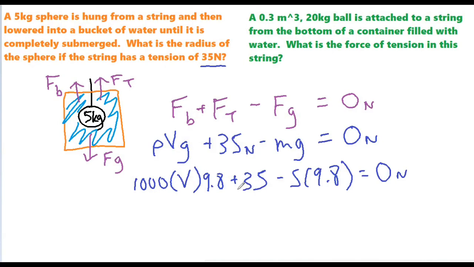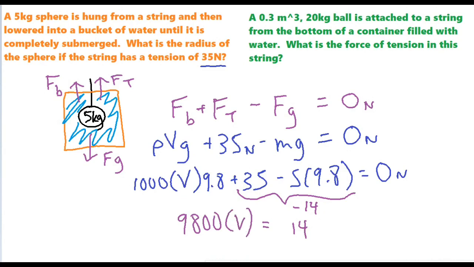So what we can do here is combine these two, and we would get negative 14, which means that if we add 14 to each side, then we have 14 equal to, and then we'll take 9.8 times 1,000, and then we get 9,800 as our coefficient in front of the V. And then we can go ahead and divide both sides by 9,800, and then that's going to give us our volume of 0.0014. All right, so we're almost there.